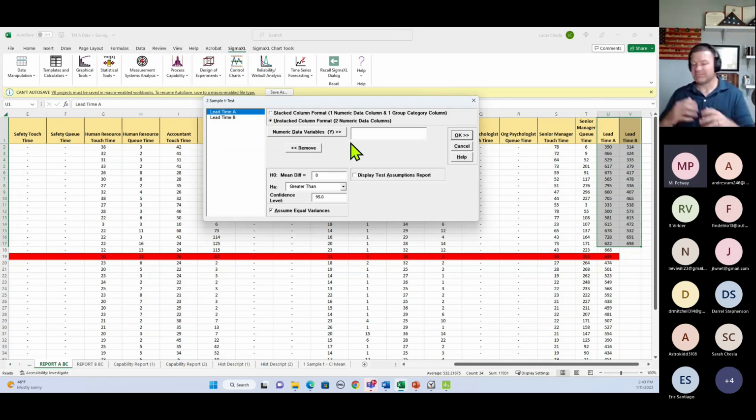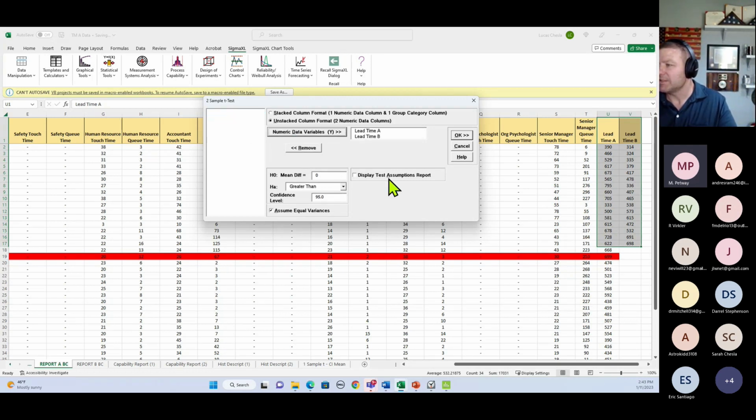On the video, if you go back through, the data is in their own columns. They're not on top of each other, so they are unstacked data, and I'm going to look at lead time versus A and B. I want to see, is there a difference between their means? The reason it asks about equal to 0 is because, in a perfect world, they'd be the same mean. So it's asking, is the difference between these two 0?